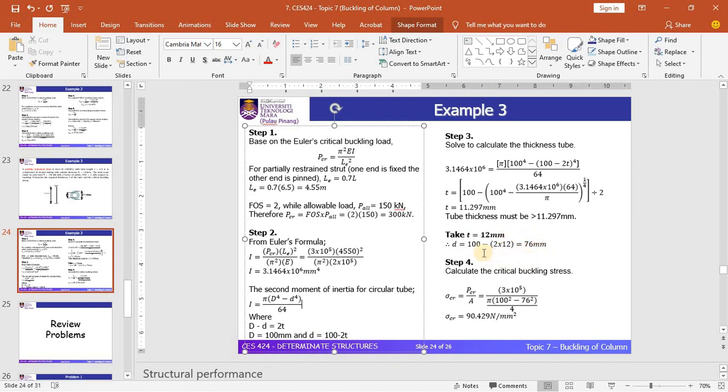Basically we can calculate the inner diameter once we have obtained the value of T. In this case the inner diameter is equal to 76 mm. You can further calculate the critical buckling stress for this problem by using this formula, and you can see that the critical buckling stress is equal to 90.429 Newton per millimeter square.